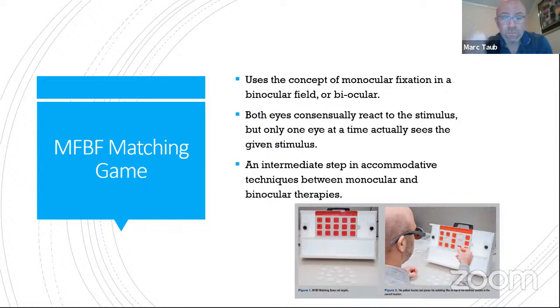And the black writing is seen by the lens with the red filter in front of it. So as we're going back and forth between the tiles and where we're trying to put them on the acetate, each eye is taking turns.